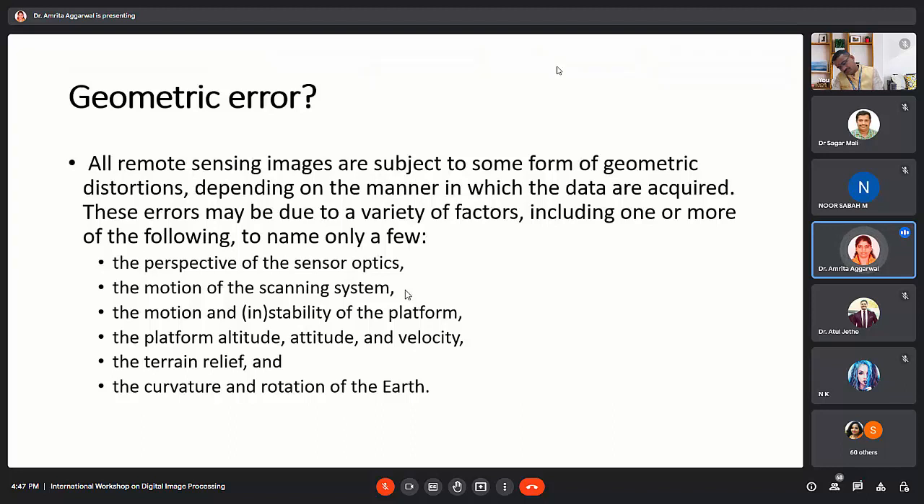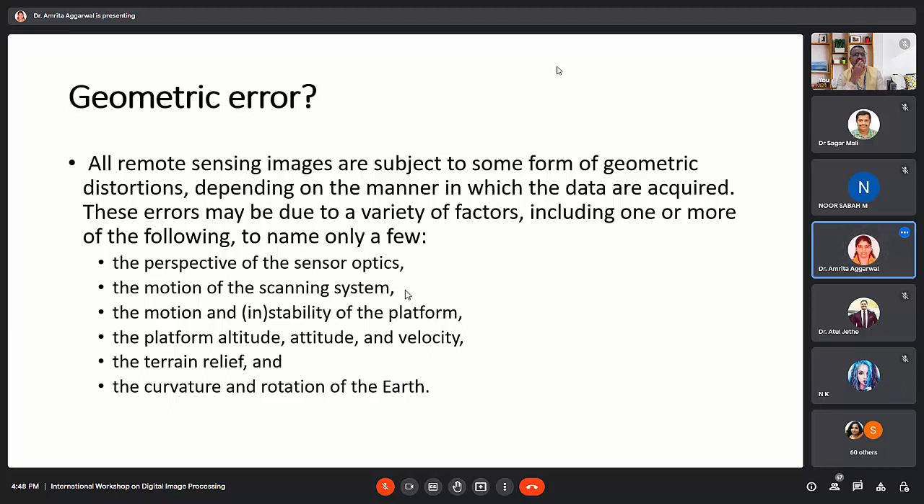The third is the motion and instability of the platform. For example, a satellite will always be quite uniform and stationary, because it is in space, and in space the disturbances are not many. But if you are taking an aerial photograph from an aeroplane, with a camera attached to it, and there has been even a little turbulence, your plane will vibrate. And when the plane vibrates, that means there is a disturbance in the camera's angle and position, everything. And what will happen? The photograph will be blurred and will not be visible.